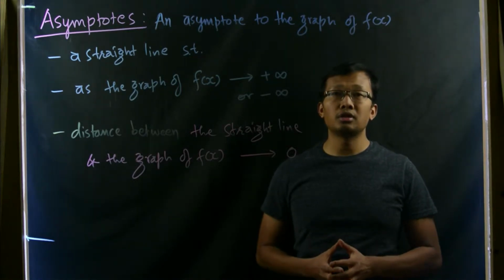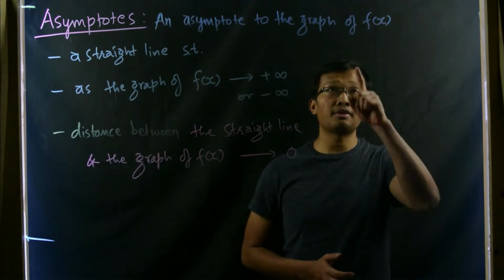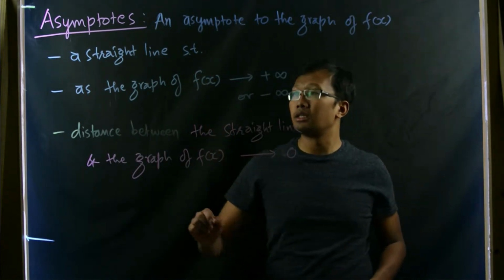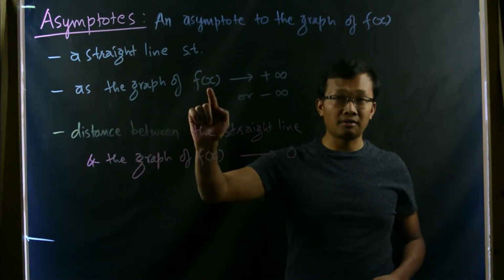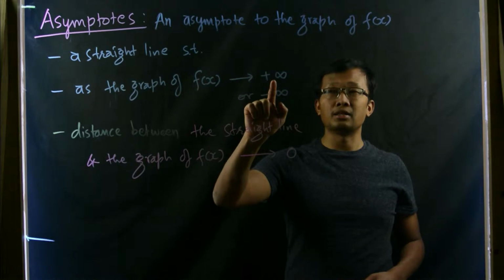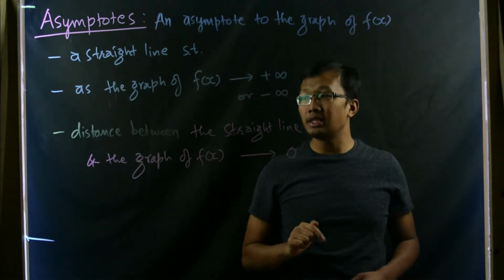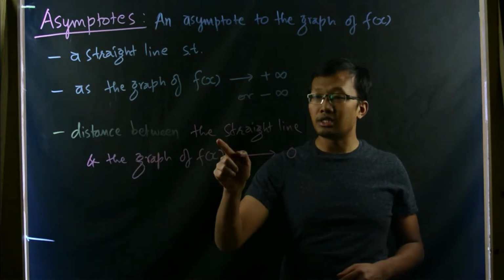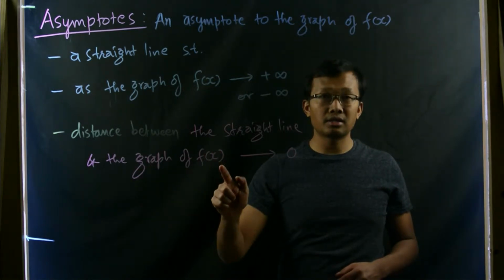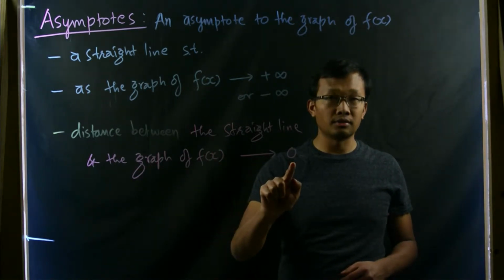So an asymptote to the graph of a function f of x is a straight line such that as the graph of f of x goes towards either positive infinity or negative infinity, the distance between the straight line and the graph of f of x approaches 0.